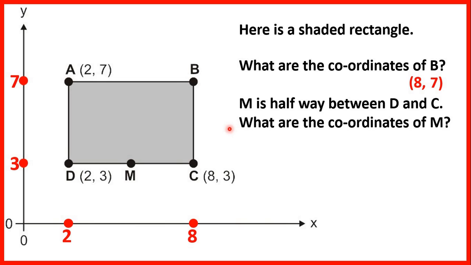Now, M is halfway between D and C. What are the coordinates of M? So we have point M here, and we don't know what the x coordinate is, but we do know that it's halfway between D and C. So the x coordinate will be halfway between 2 and 8. So that means the x coordinate will be 5, because that's the number right in the middle of 2 and 8. So we can write 5 as our x coordinate, and then we can see that our y coordinate will be 3, because that's in line with point D and point C, which both have a y coordinate of 3.